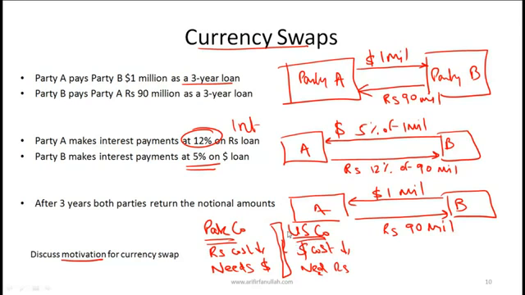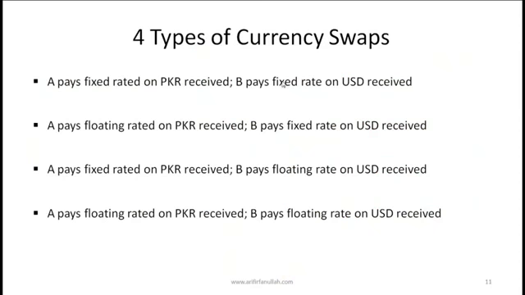So that is a simplistic example at level 1. That's all you need to really understand in terms of the major motivation for a currency swap. In the context of currency swaps, you need to understand that we can have 4 possible types of currency swaps. The type that we just saw is the simplest type, where party A pays a fixed rate on the PKR received, whereas party B pays a fixed rate on the dollars received.